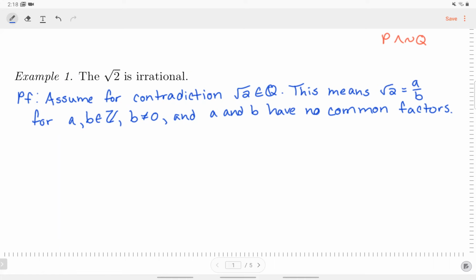Well, now we just do some algebra. So take a look at that equation. Square root of 2 equals a over b. So let's multiply both sides by b. So then square root of 2 times b equals a, which gives us, let's square both sides. What do I get? I get 2b squared equals a squared.